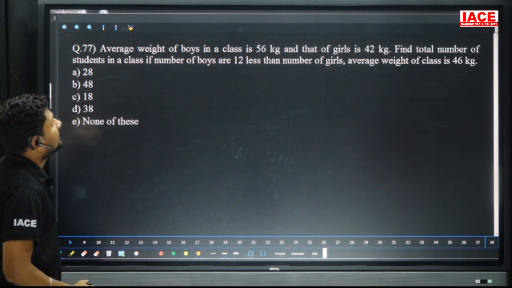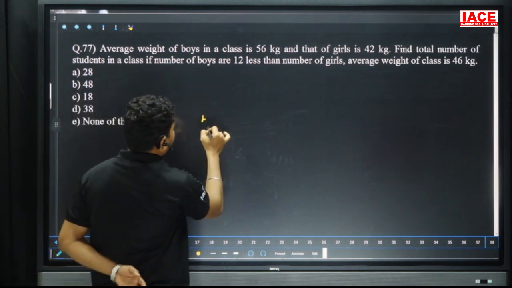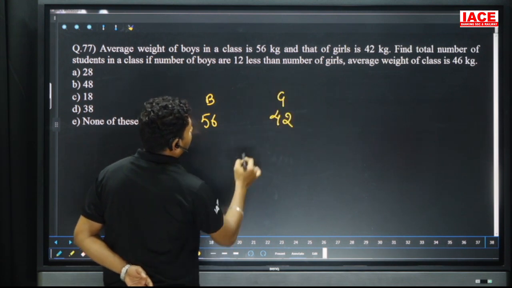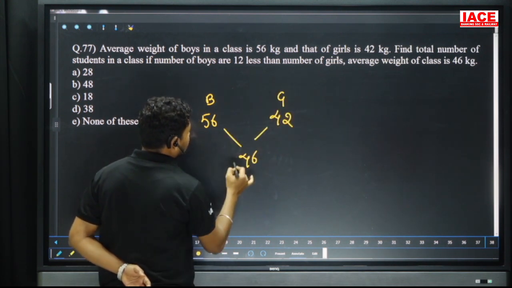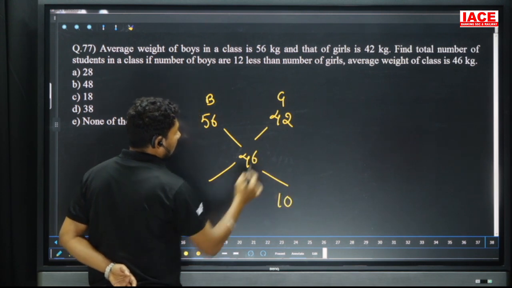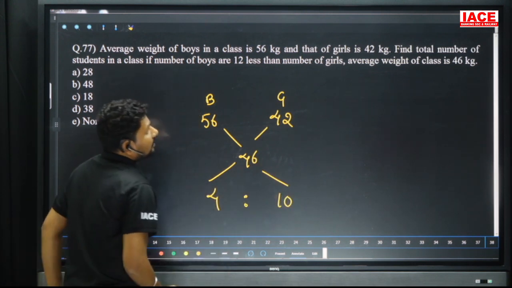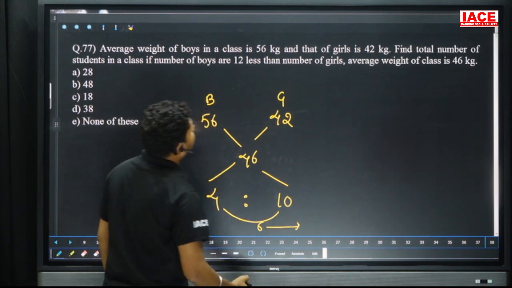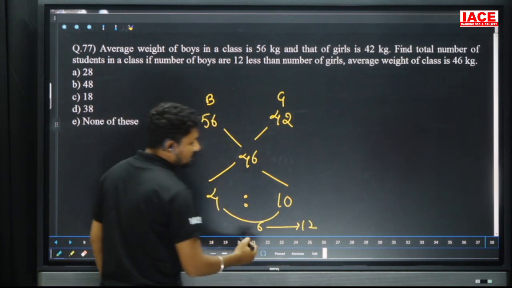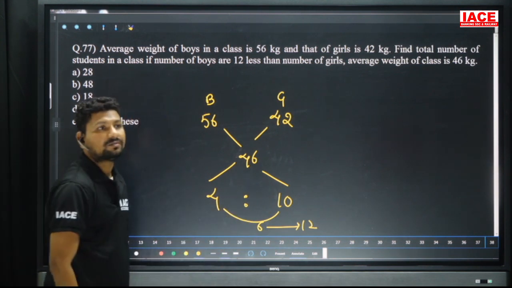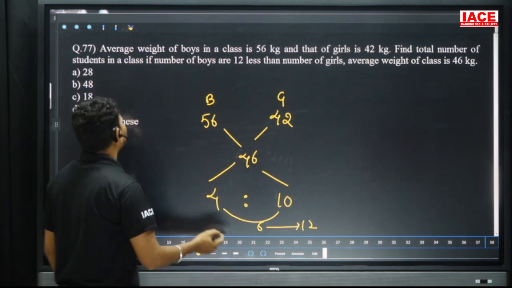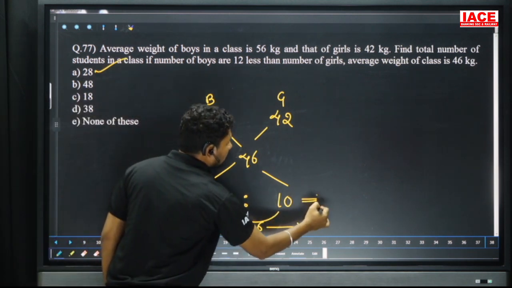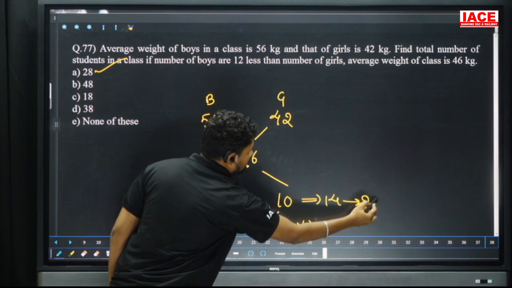Next, the average weight of boys is 56 and girls is 42, and the total average weight is 46. Take the differences: it is 10 and it is 4. Here the difference is how many parts? 6 parts. 6 parts is equal to how many less? 12 less. 14 parts is equal to how much? 6 doubled is 12, 14 doubled is 28. The total is 4 plus 10, it is 14 parts. 14 parts is equal to 28.